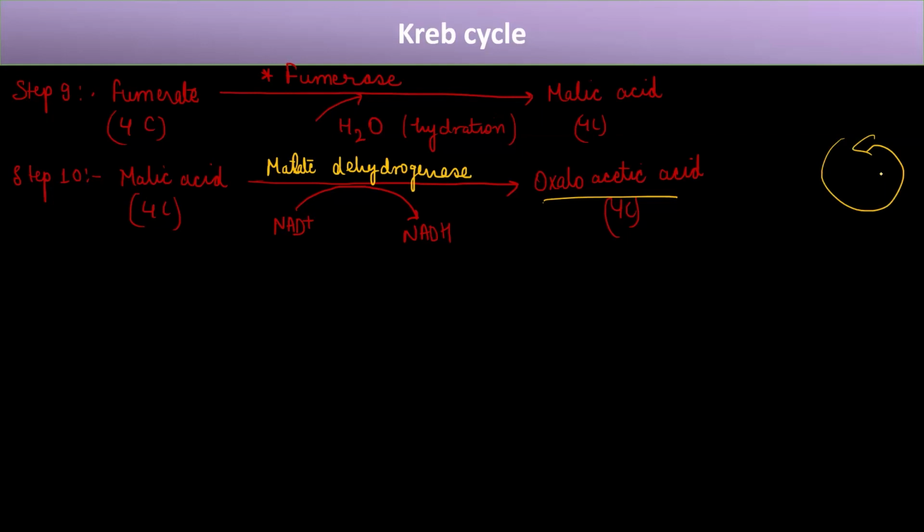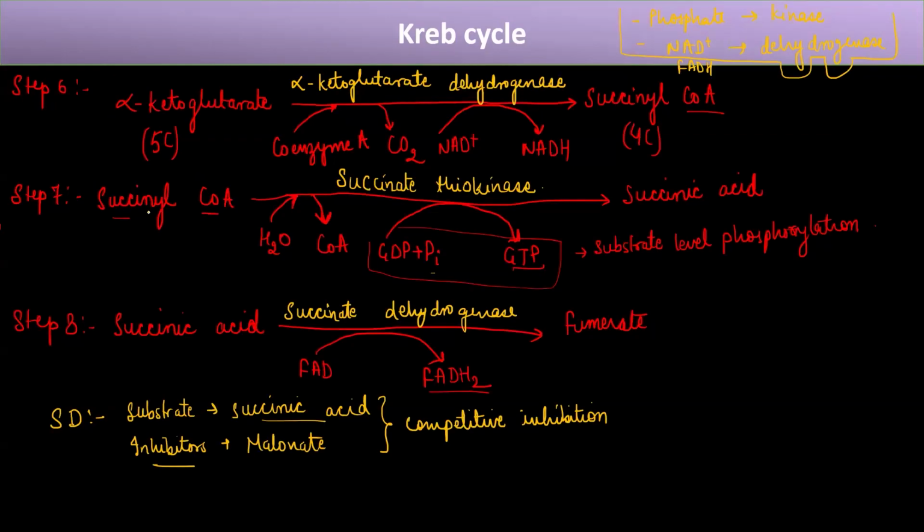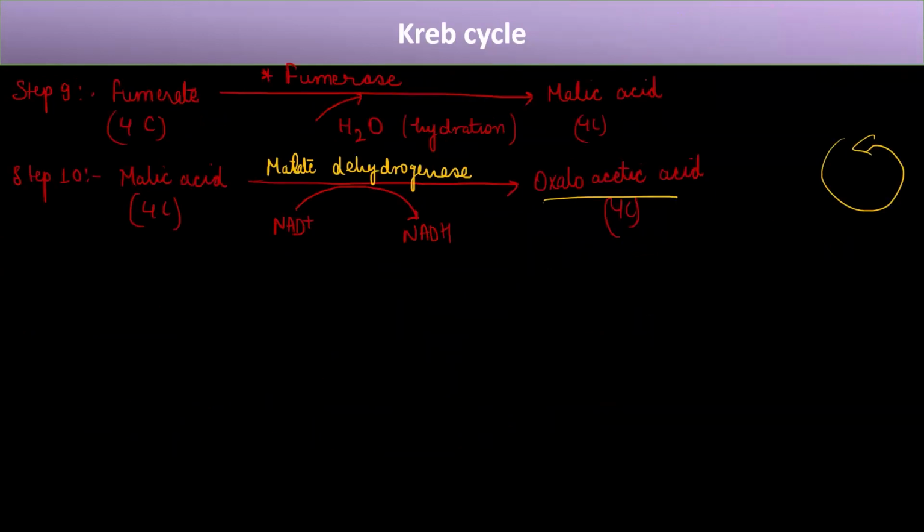Okay. Now, what is the important point? The important point is where this GTP is produced, where the substrate level phosphorylation is happening, where there is NADH production, where there is FADH2 production. So there are a lot of things to remember. Just to summarize these things, what we can say.